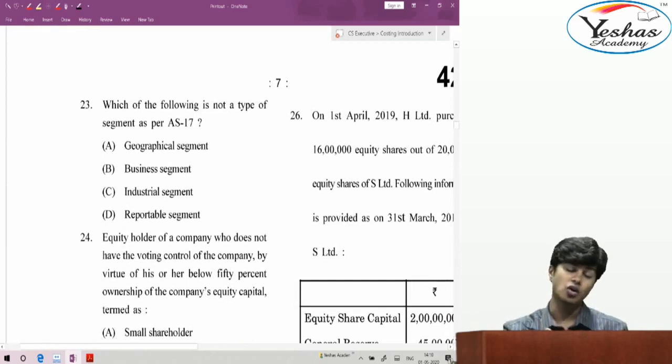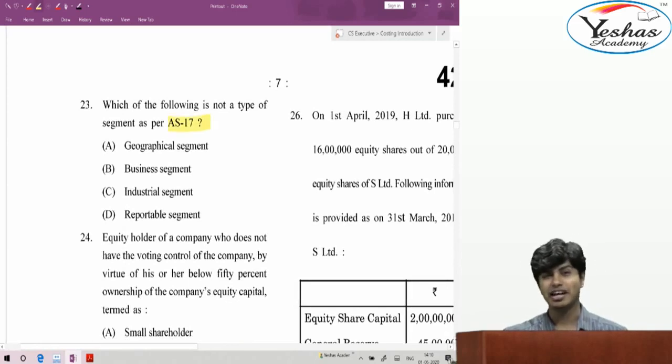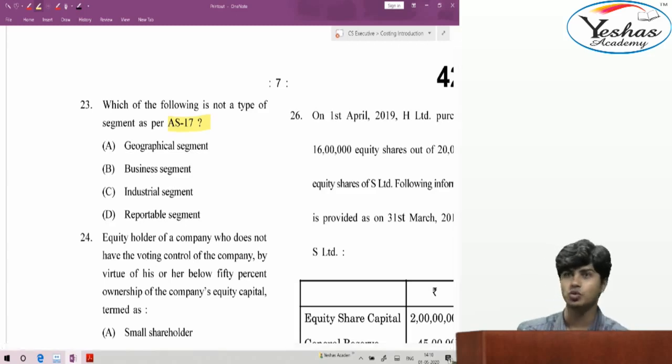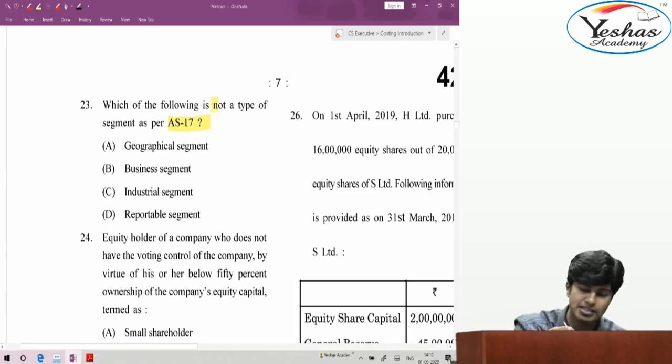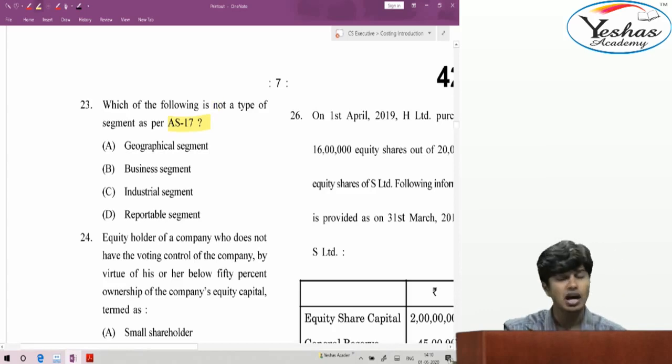Accounting Standard 17, segment reporting. I told you a segment can be decided based on the geographical location as to where exactly it is, or based on the product or the service it provides. So they're asking which of them is not a type. It's a negative term. Which is not a segment should be marked as the answer. Geographical segment, yes, a part can be considered as a segment based on its geographical location. Business segment, yes, based on its business line. Based on the industry, no, this is something that we have never come across. There's nothing called an industrial segment.